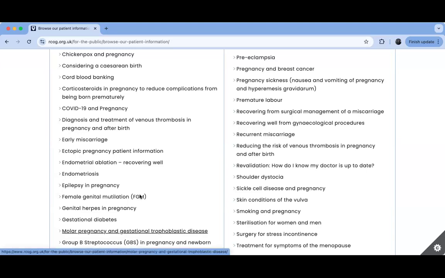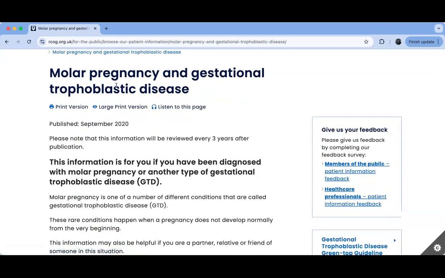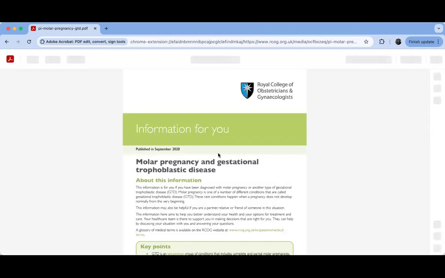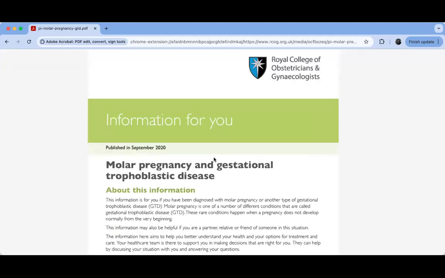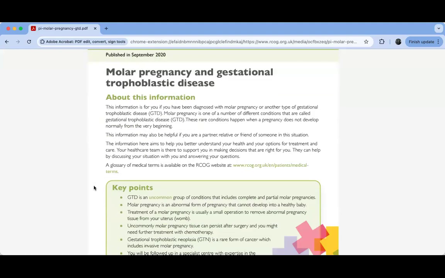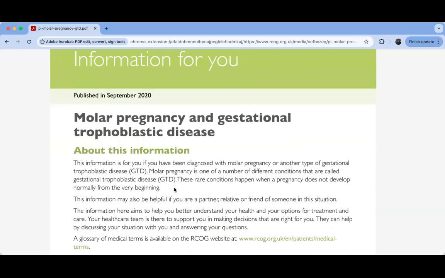the information mentioned there. I will open one, for example, randomly. This is molar pregnancy, okay? Molar pregnancy and gestational trophoblastic disease, okay? Open it like this and see what the college says about it, so about the information, okay? This patient information leaflet is for the patient and doctors as well. It's written, as I told you, in a non-jargon way, okay? Easy language. And what is the GTD, or gestational trophoblastic disease, okay?